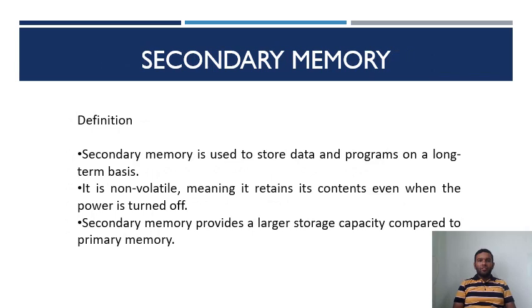Secondary memory. The definition: secondary memory is used to store data and programs on a long-term basis. It is non-volatile, meaning it retains its content even when the power is turned off. Secondary memory provides a larger storage capacity compared to primary memory. This is about the secondary memory.